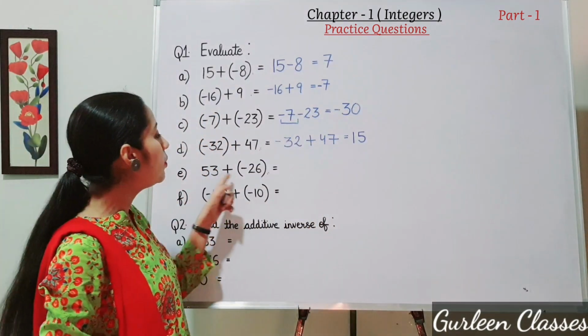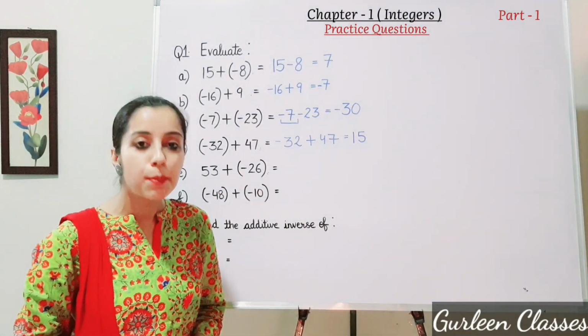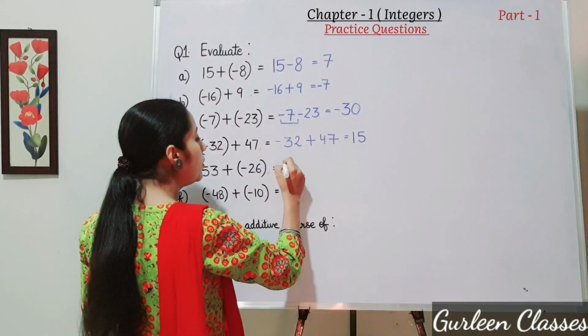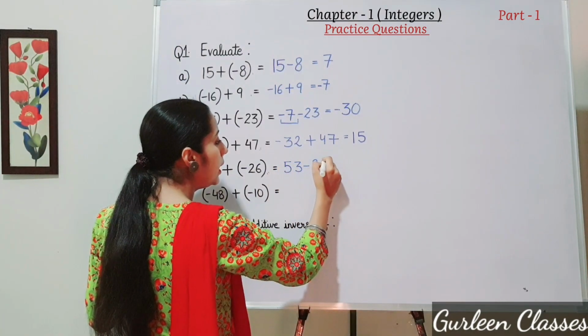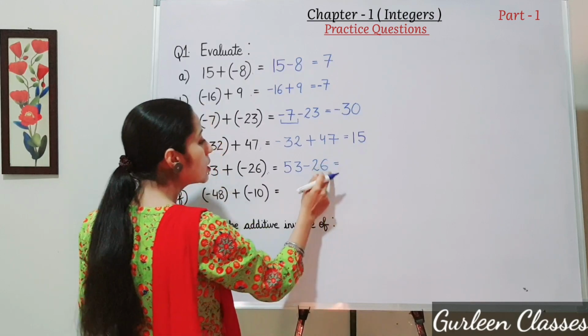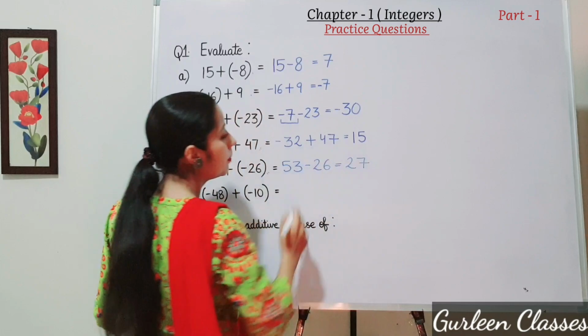Next, 53 plus minus 26. Plus minus minus. So right here, 53 minus 26. So subtract here, it will be 27.